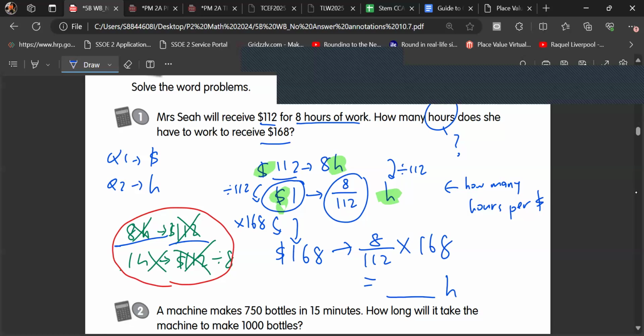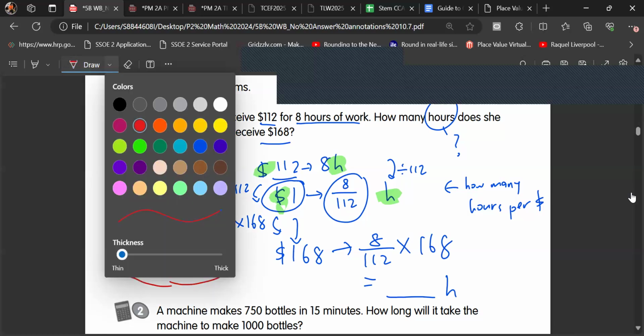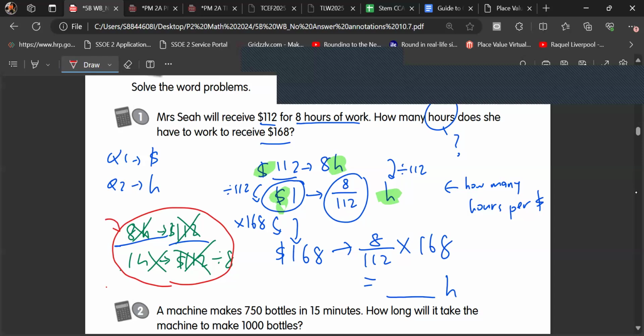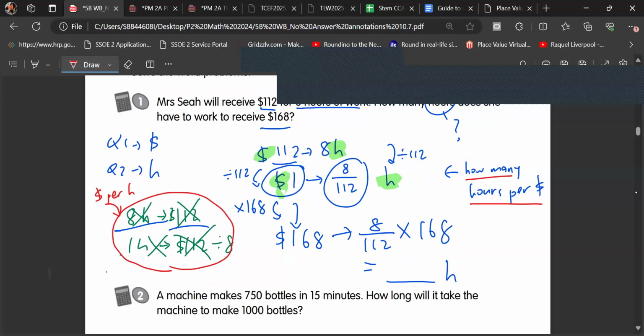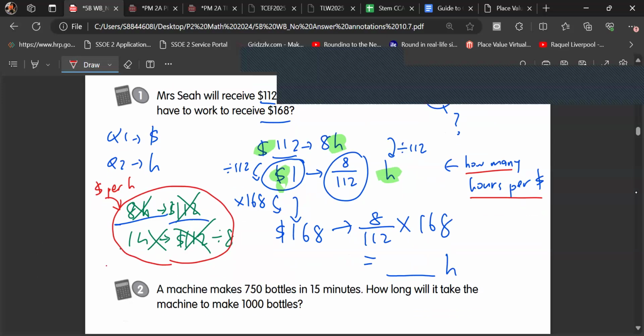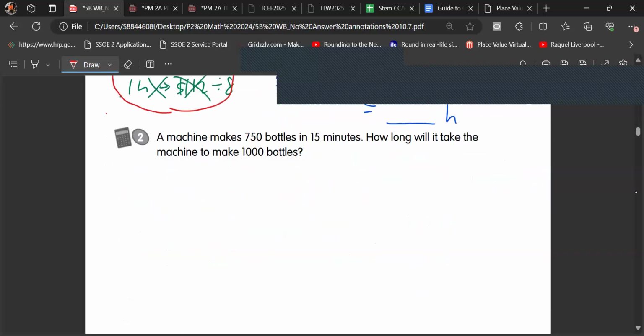Okay? So this is dollar per hour. This is hour per dollar. So how many hours is that? 12 hours? I trust your calculations. I'm not using a calculator here. I move on to the next question. Okay? Move on to the next one here.